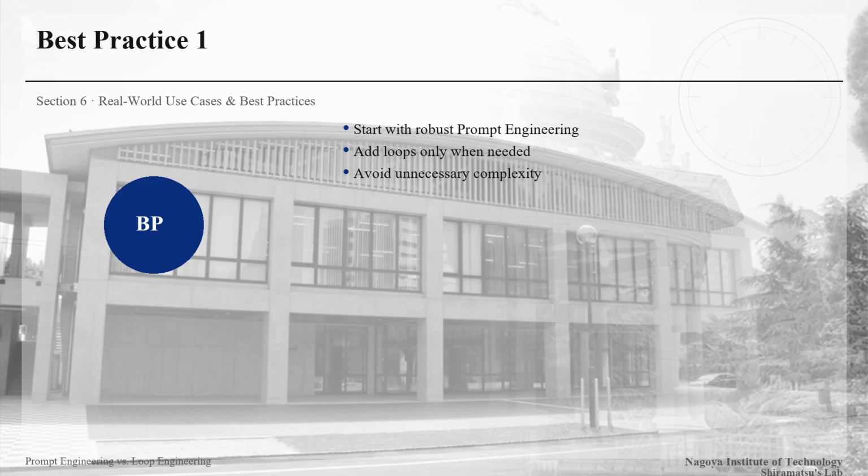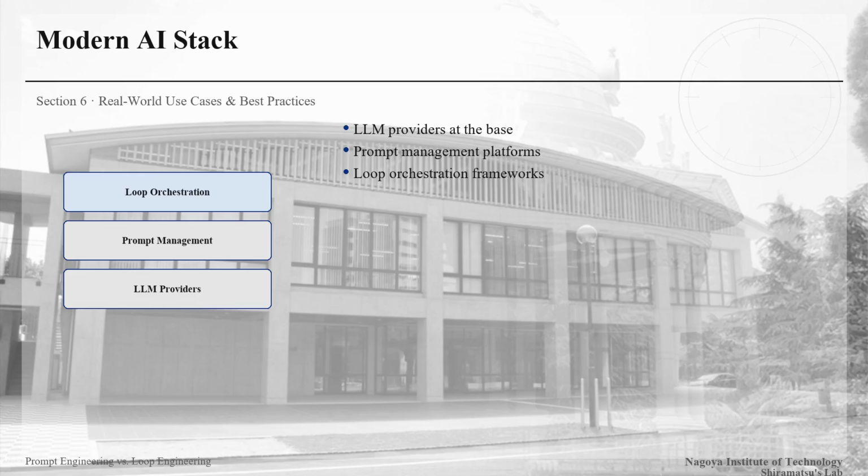Best Practice 1. Start with strong prompt engineering before building complex loops. Best Practice 2. Always define fallbacks and human escalation paths inside automated loops. Best Practice 3. Log all intermediate loop states for debugging and audit compliance. The modern AI stack combines LLM providers, prompt management platforms, and loop orchestration frameworks.